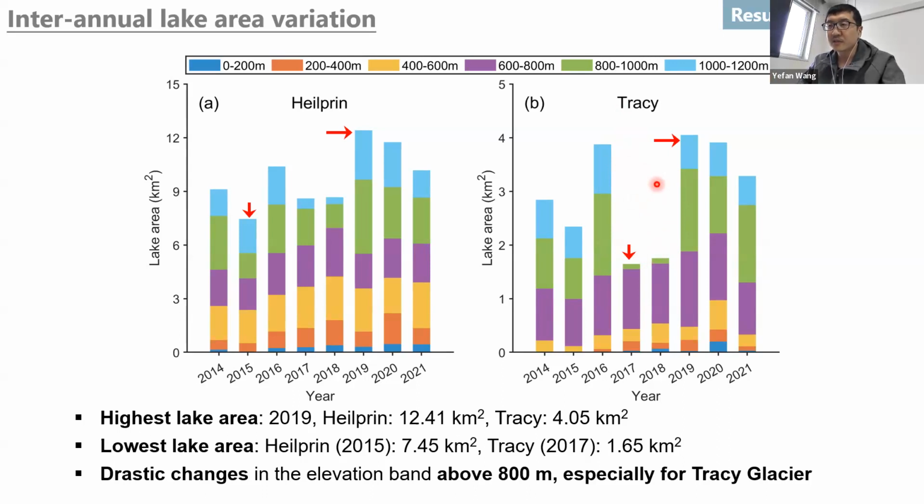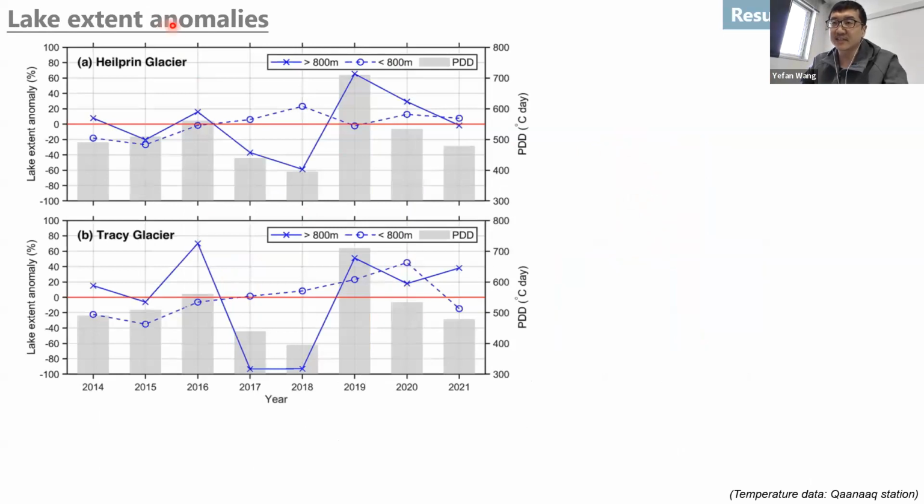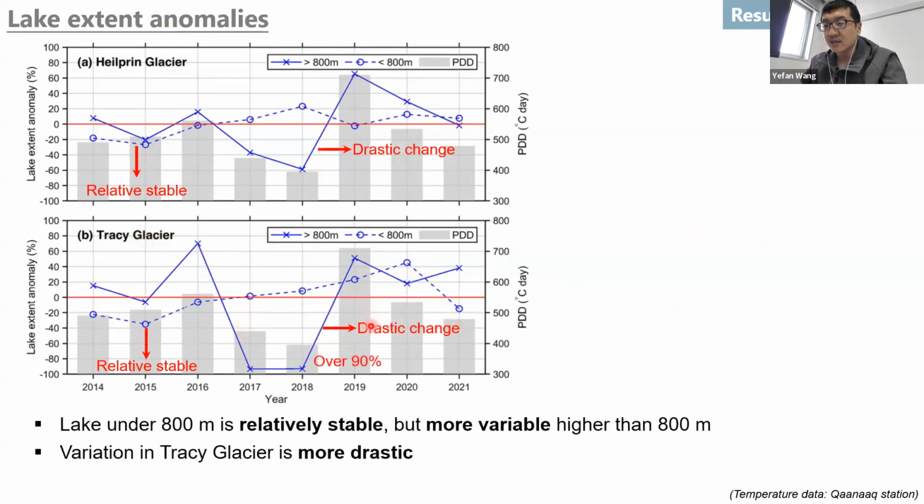So I calculated the normalized lake anomalies, and for the lakes lower than 800 meters, it is relatively stable. It is a dashed line for these two glaciers. But for the lakes above 800 meters, it shows a drastic change, especially for Tracy Glacier. It's more drastic. It changes over 90%.